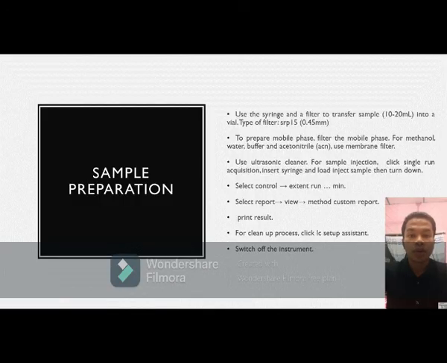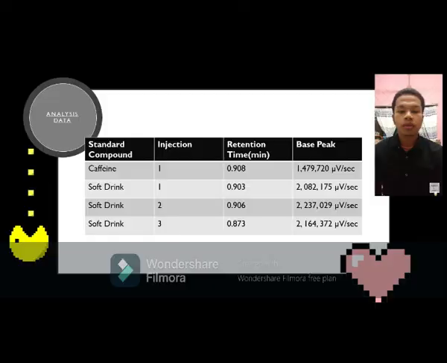For sample preparation of HPLC, use the syringe and filter it to transfer the sample into a vial. Filter the mobile phase to prepare it. An ultrasonic cleaner was used for sample injection. Click single run acquisition. Print the result after extend run, view and method custom report. For the cleanup process, click LC Setup Assistant and lastly, switch off the instrument.